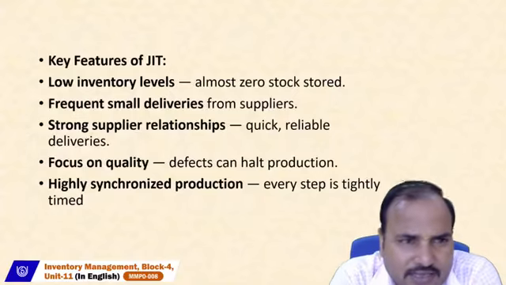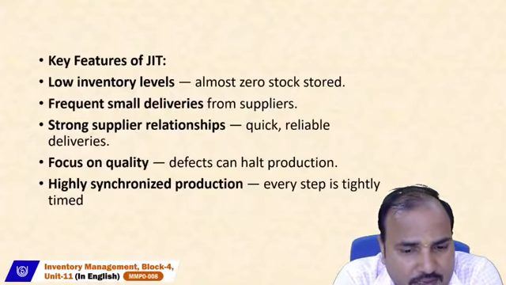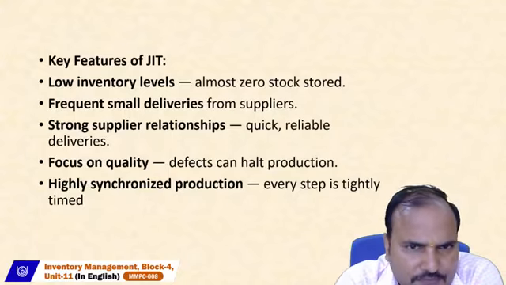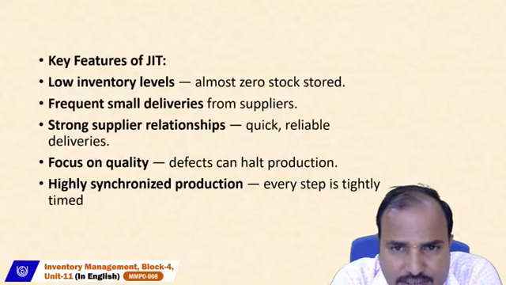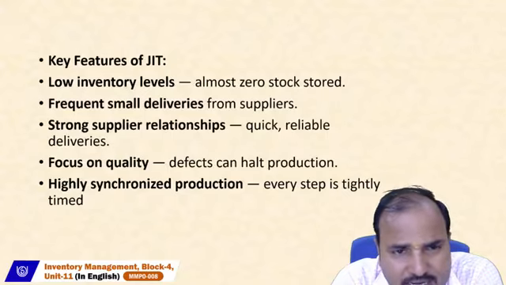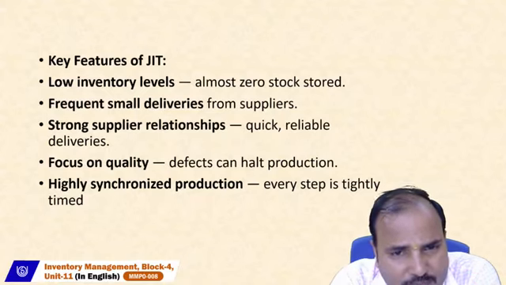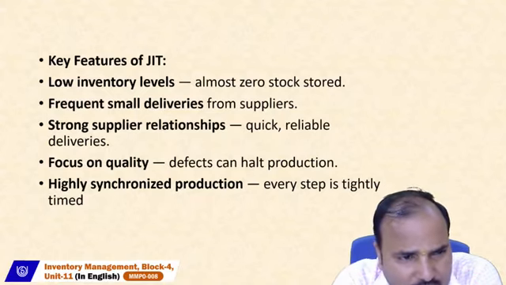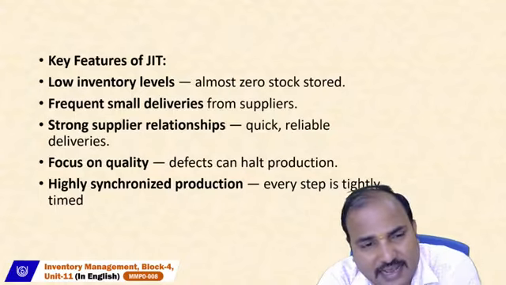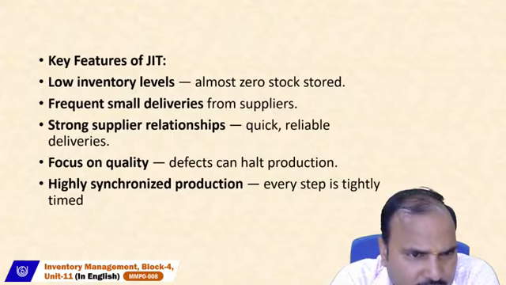What are the key features of just-in-time? There are low inventory levels, almost zero stock. There are frequent small deliveries from suppliers. There is a strong supplier relationship, with quick and reliable deliveries. There is a focus on quality, since defects can halt production. Another is highly synchronized production. Every step is tightly timed, and all are synchronized.